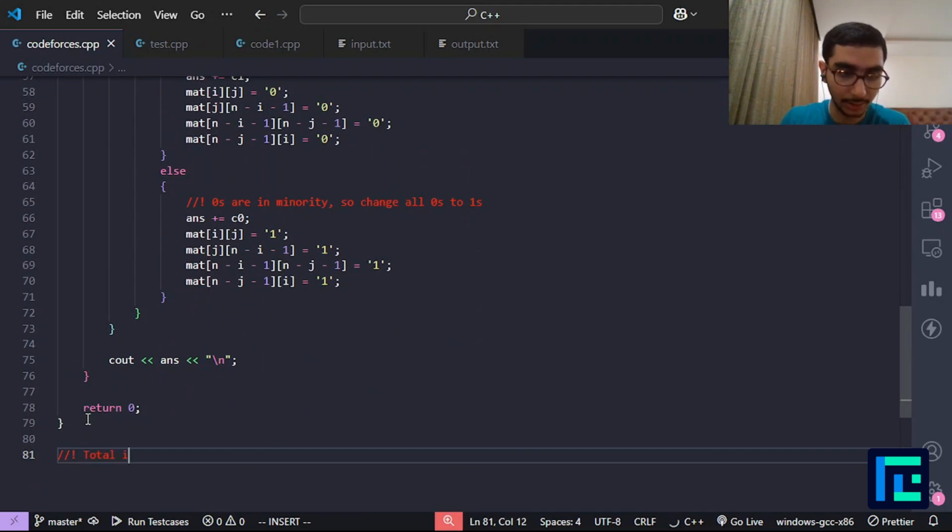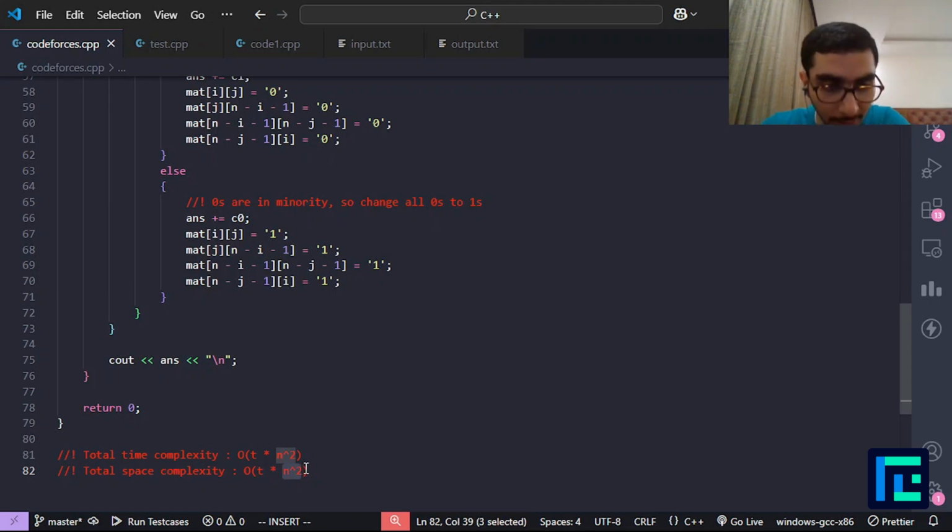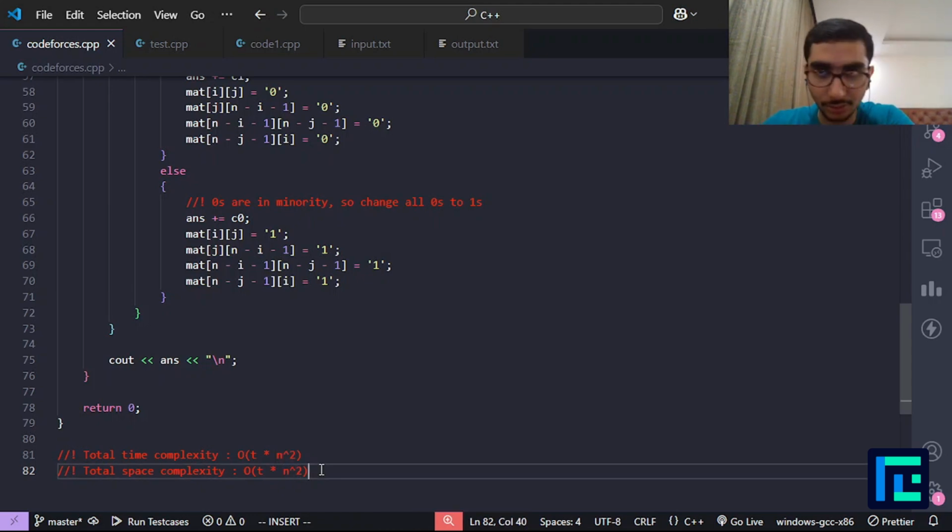So the total time complexity comes out to be O of t into n square, right? And the total space complexity comes out to be O of t into n square as well, because what we are doing is essentially storing a matrix of dimensions n cross n for every test case. So that is our solution done.